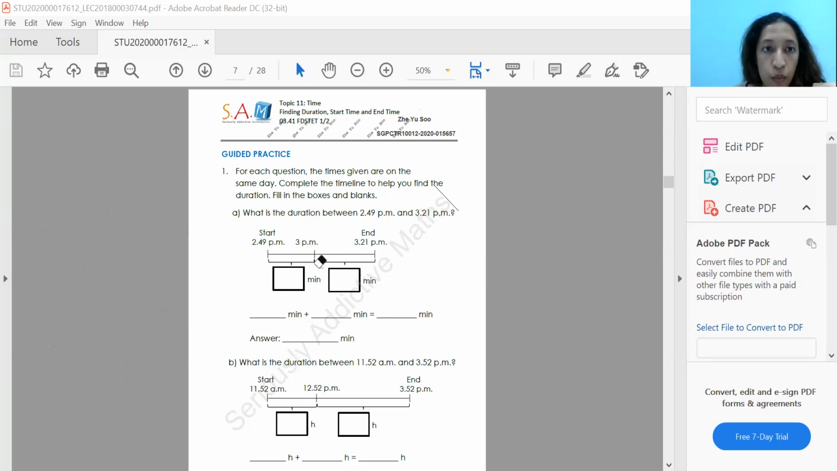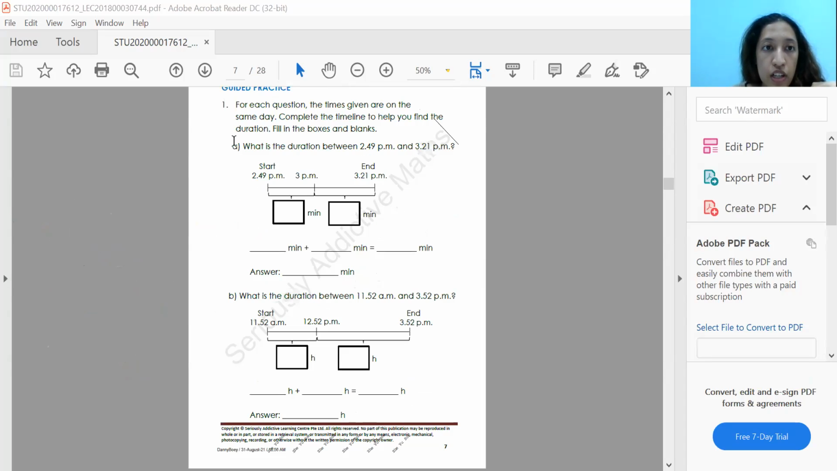Now the next question, they want you to find the duration in terms of hours. So what is the duration between 11:52 a.m. and 3:52 p.m.? So here, we could use our fingers, meaning 11, 12, 1, 2, 3, 4 hours. Or we could do a timeline method where we split them up. 11:52 to 12:52 is 1 hour. 12:52 to 3:52 would be 3 hours, right? So 1 hour plus 3 hours is 4 hours. There we go. 11, 12, 1, 2, 3, 4 hours.